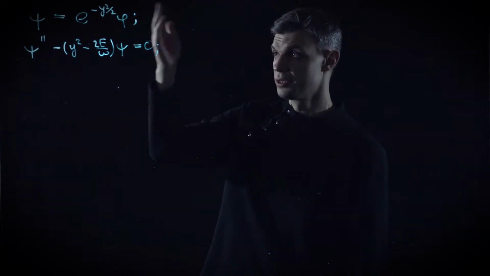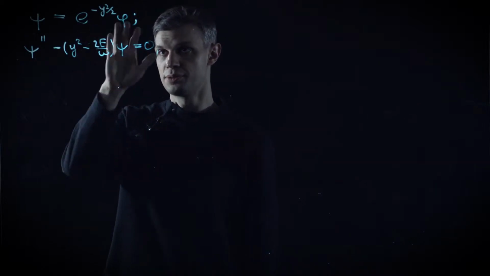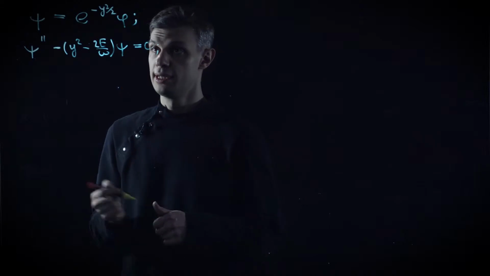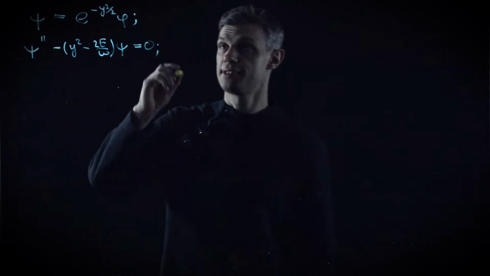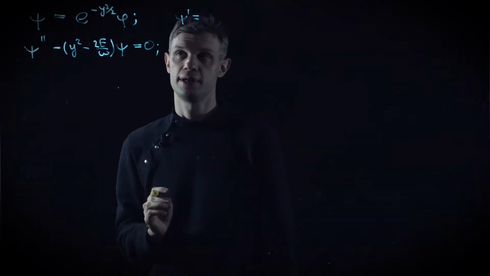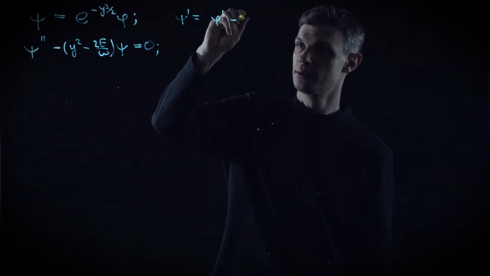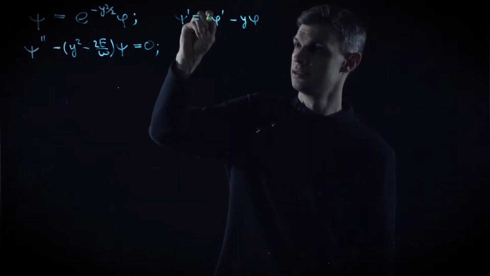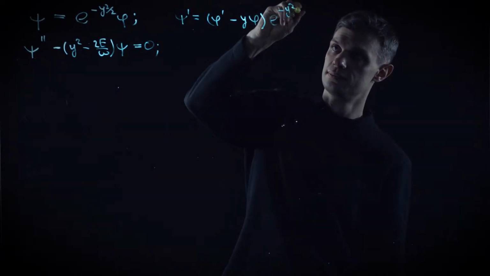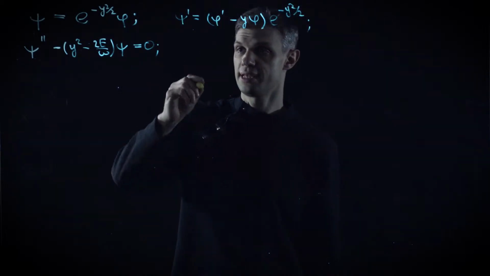Here we go. This is our change, and the hope is that when we recast our equation in terms of the phi function, it will become the equation with linear coefficients. So let's do this. First we compute the first derivative of the psi function, which is obviously phi prime minus y phi, multiplied by the exponential, and the second derivative.